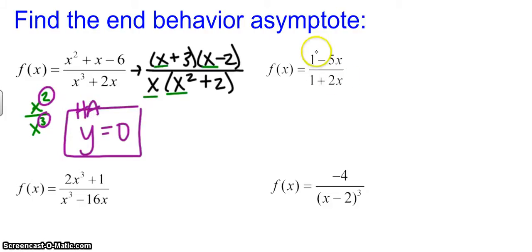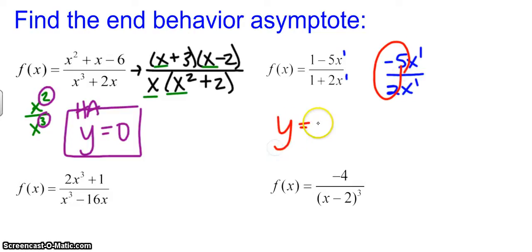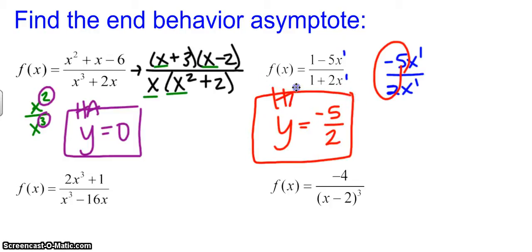Next one, I can't do anything to simplify this, right? There's nothing that factors. So this has a power of x to the first and x to the first. Well, these two are weighing evenly. Negative 5x to the first over 2x to the first. In which case I'm going to have a horizontal asymptote at y equals the leading coefficient of the numerator divided by the leading coefficient of the denominator.